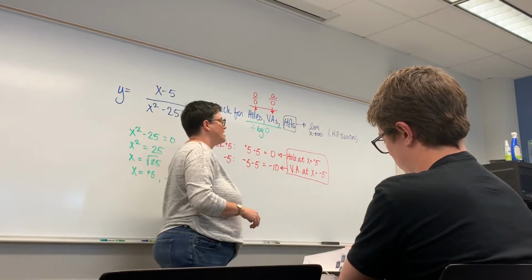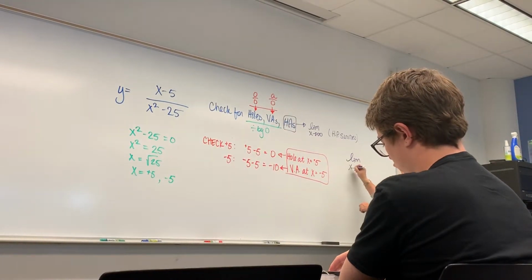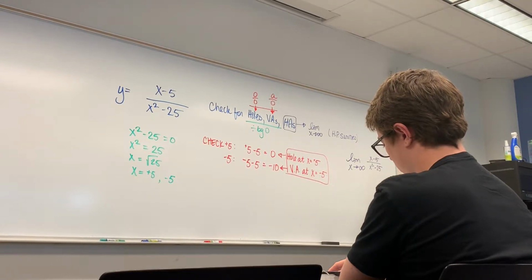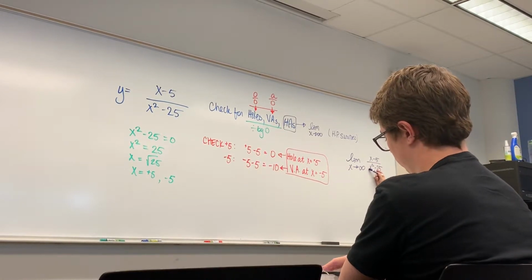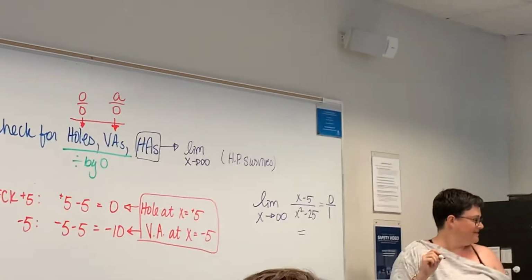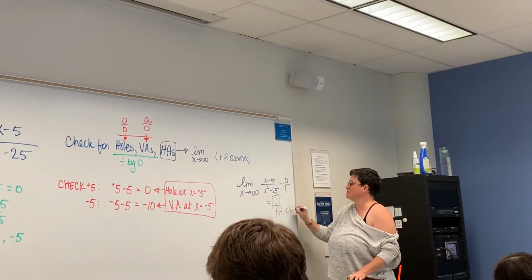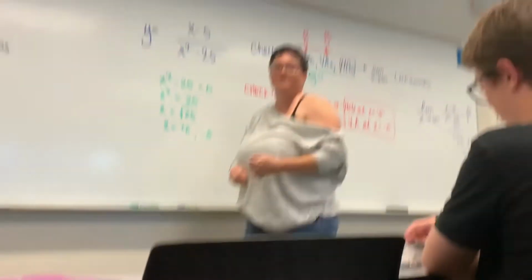Now let's check the horizontal asymptotes. You guys ready? So we're going to take the limit as x approaches infinity of x minus 5 divided by x squared minus 25. What's your highest power? 2. So the constant coefficient here is 1. Do we have a highest power on the numerator? No. So we get nothing over 1, which equals what, Christina? 0. That's an answer, guys. We have a horizontal asymptote at y equals 0. And that's how we do this.